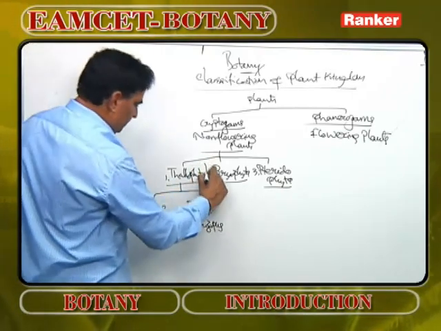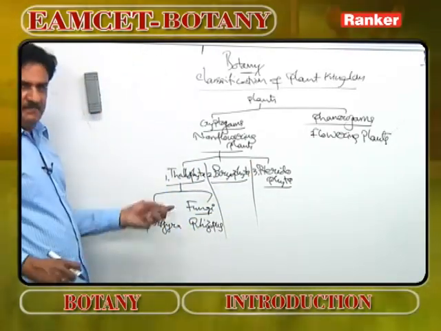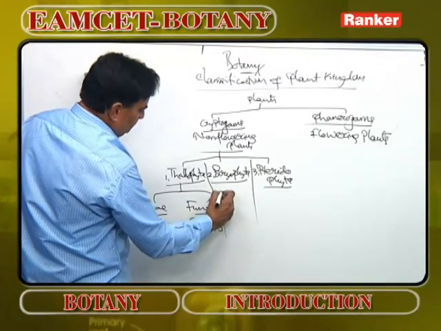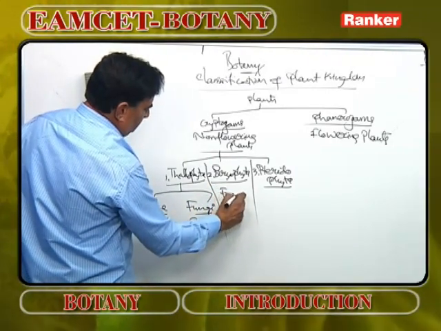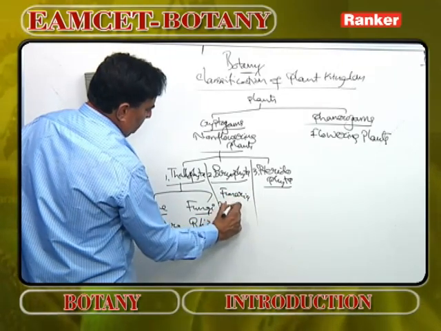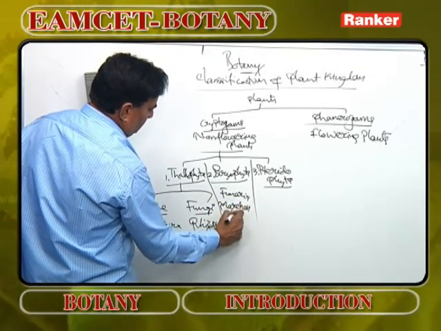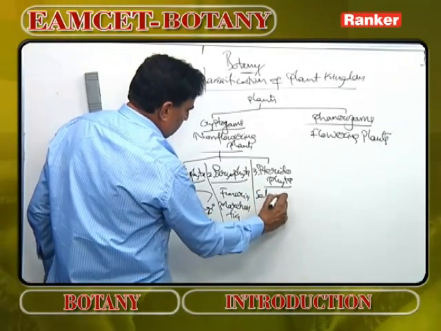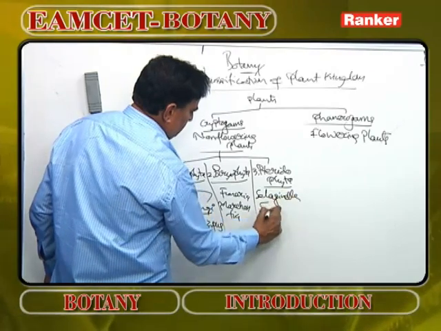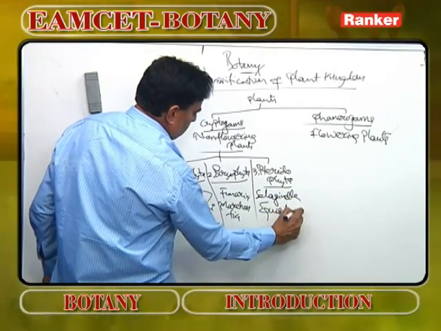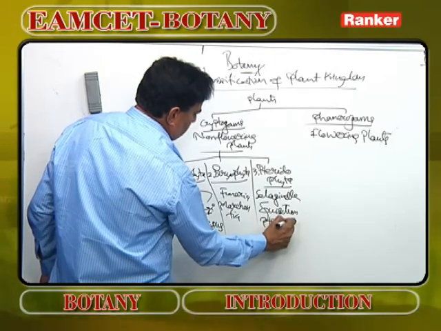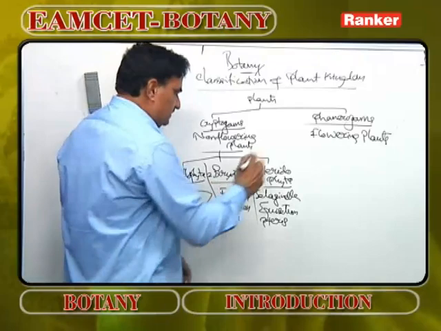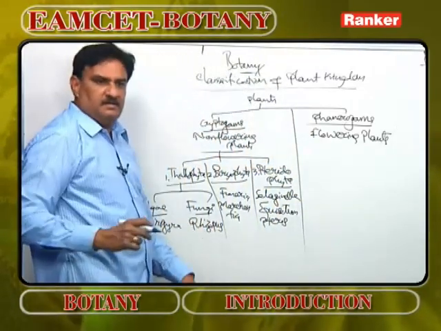Then bryophytes. Previously I told you they are amphibians of the plant kingdom. Examples of bryophytes are Funaria, Marchantia and many others. Pteridophytes, vascular cryptogams, examples are Selaginella, Equisetum, Pteris, etc. Pteridophytes for the first time have developed vascular tissues, that's why they are very popularly known as vascular cryptogams.